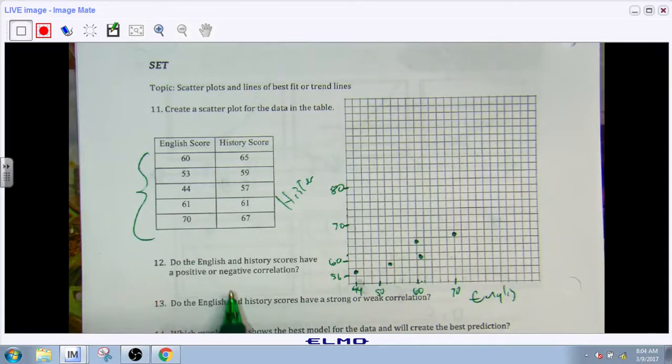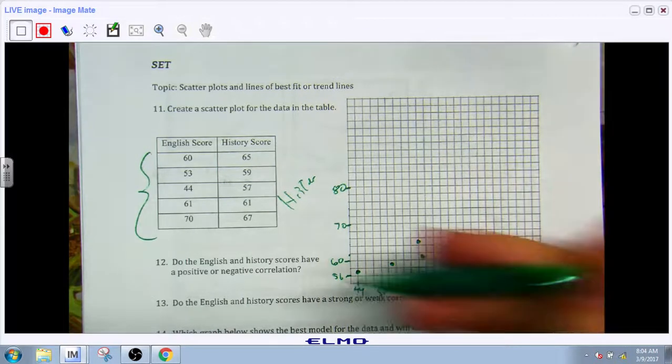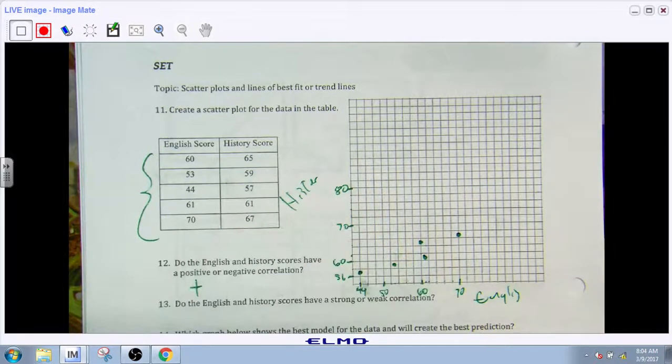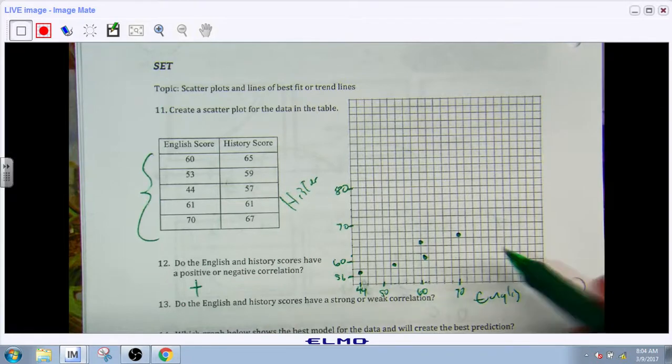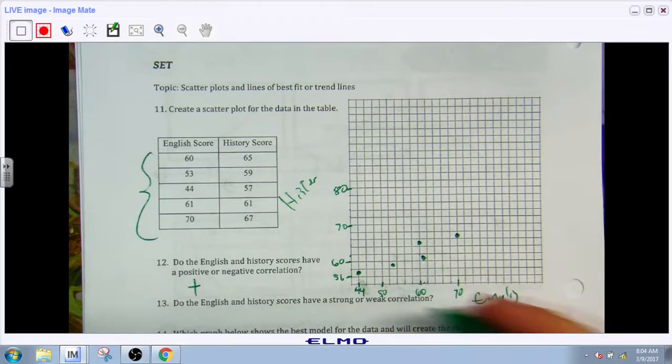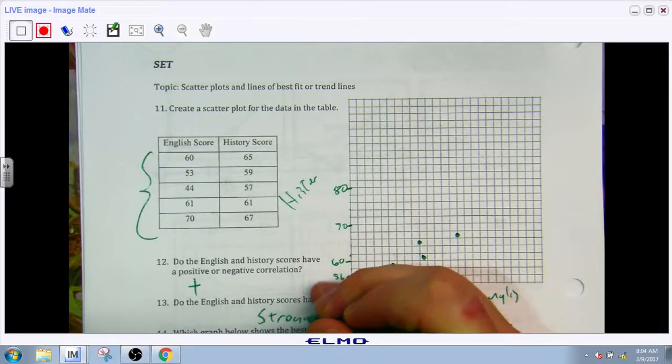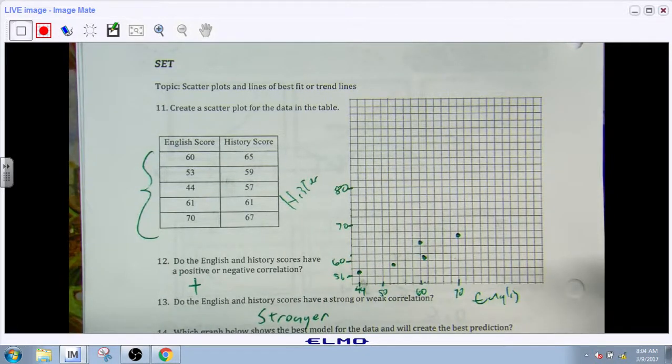Do they seem to have a positive or negative correlation? Well, it seems as one goes up, the other goes up. So I would say it is a positive correlation. Is it strong or weak? It's kind of linear, so I would call this stronger than it is weak for sure. All right, and which graph below models the data?